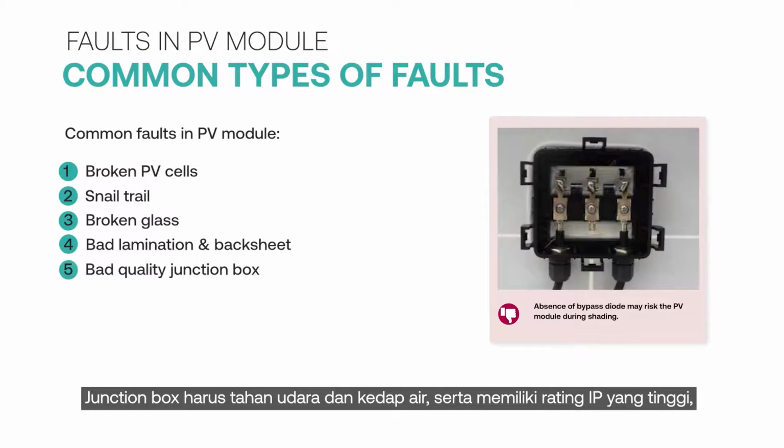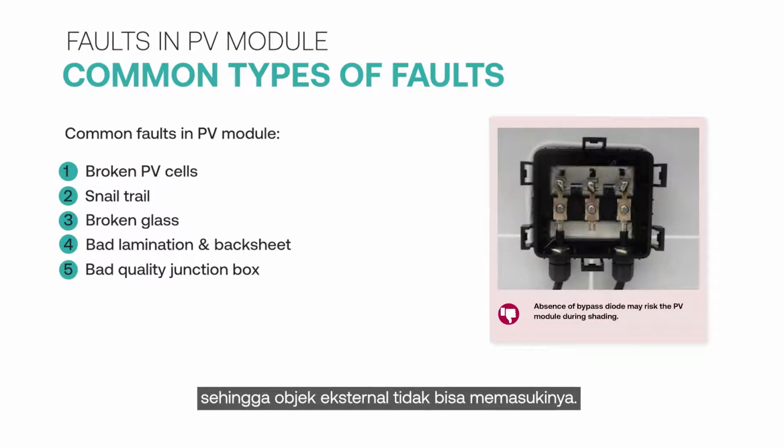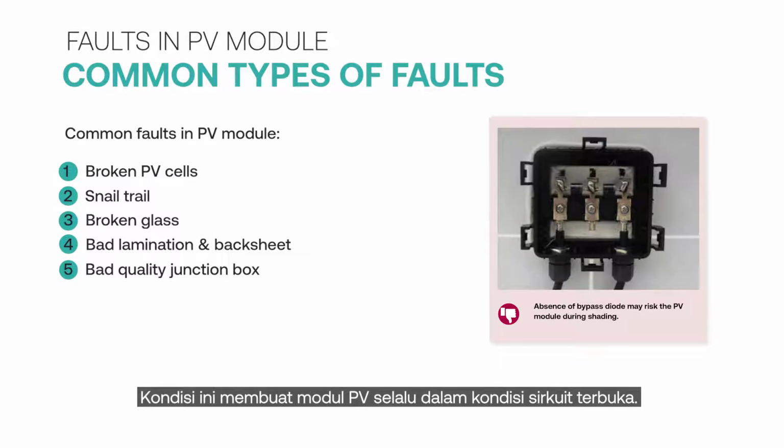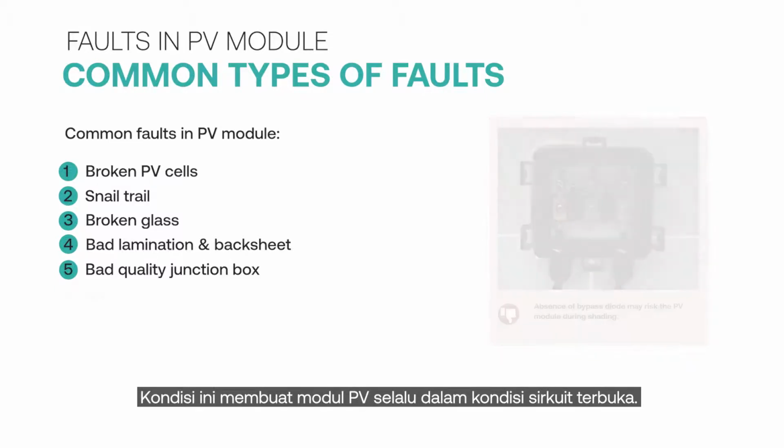Junction box must be airproof and waterproof as well as have high IP rating so unwanted external object cannot enter it. But junction box will allow water and dust to enter, cause a short circuit, and then make bypass diode doesn't work. This condition will make PV module always in an open circuit.